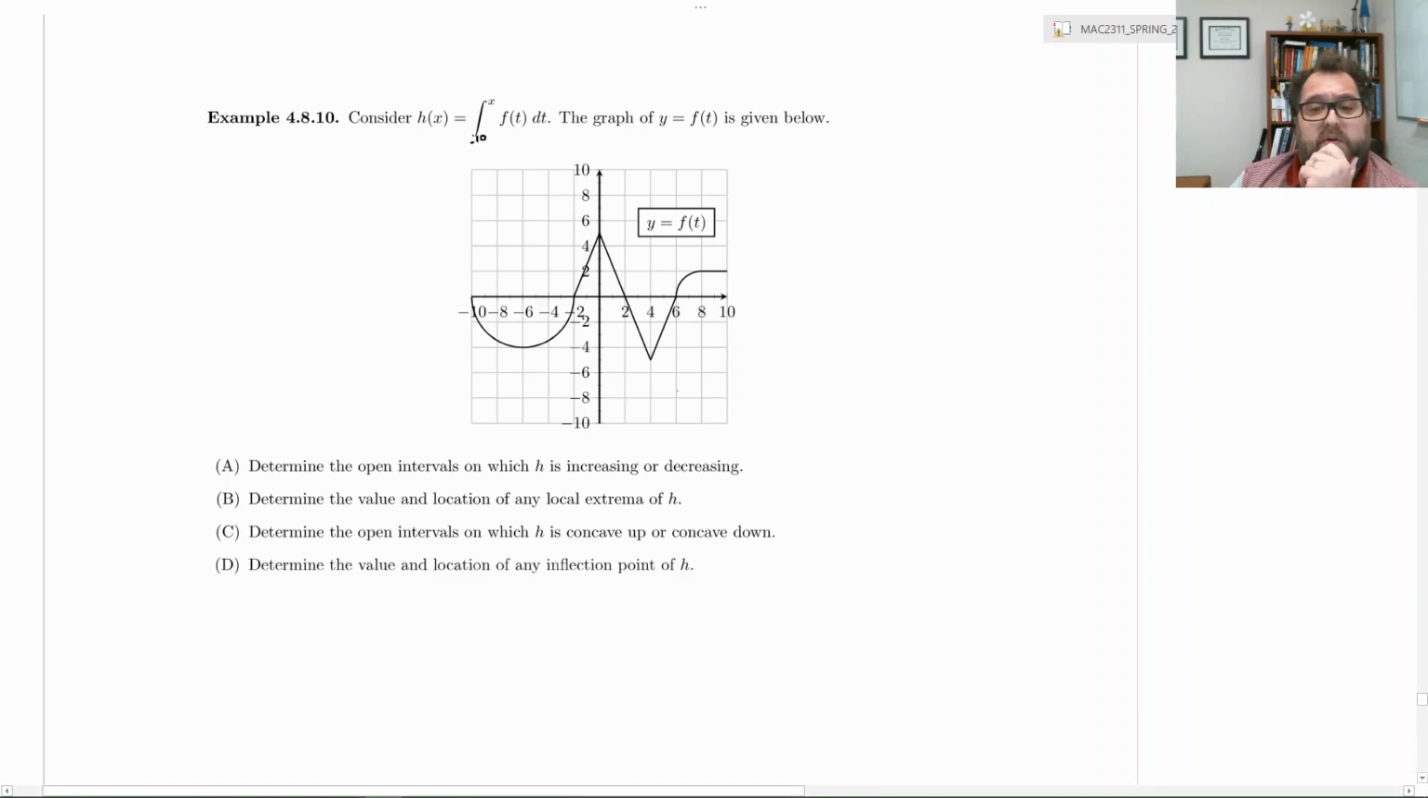So let's see here. If we want to figure out where the function is increasing or decreasing, that means we need to find the derivative. And this is where our new techniques come into play, because we know the derivative of h is what? h prime is given to us exactly by the application of the fundamental theorem of calculus part 1. Because that theorem says if we have the derivative of an accumulation function that looks identical to that, we know that the derivative is the integrand f of t evaluated at x. So it equals f of x.